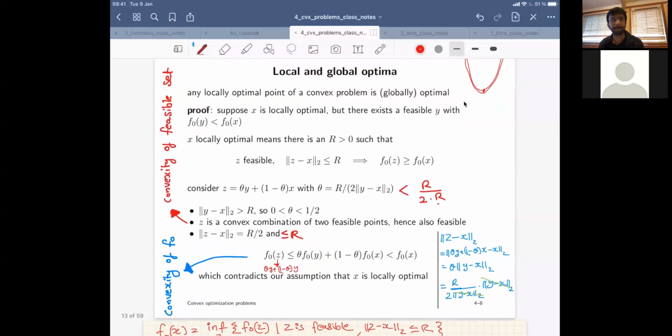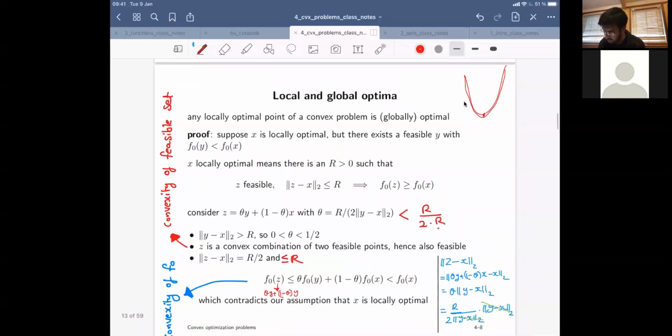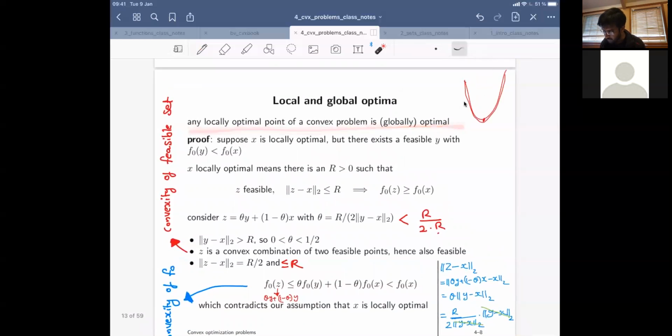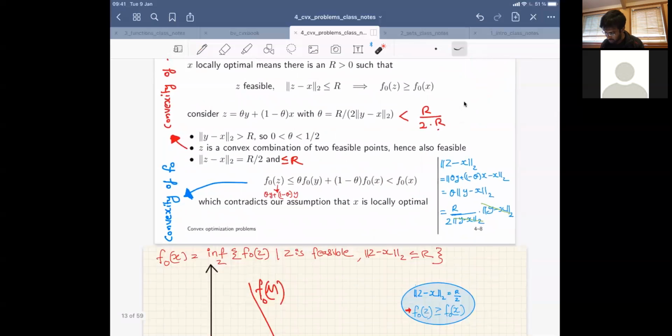What you said, you also said the same, right? You said that every convex function has a global minimum. That is true, but non-convex functions also have a global minimum, right? Yeah, so that's the point here. Any local optimal point will be a globally optimal point. So how do you prove this? The proof is simple.